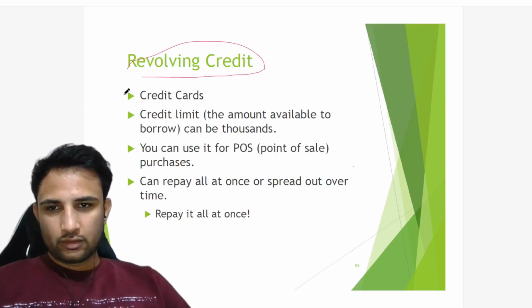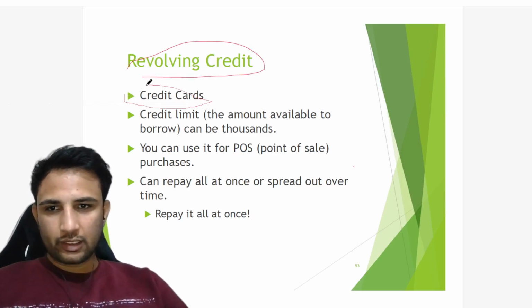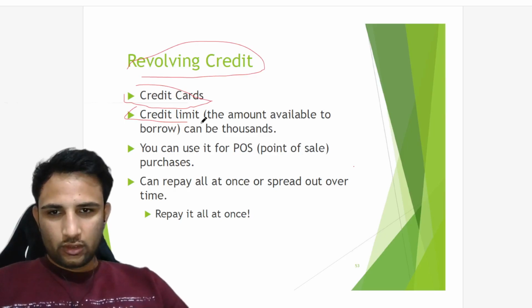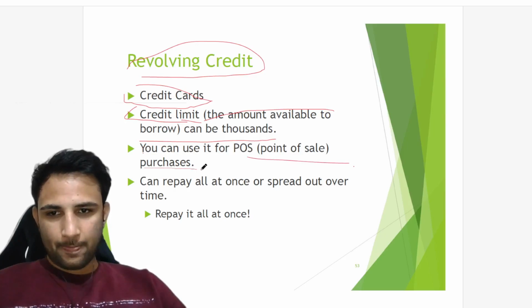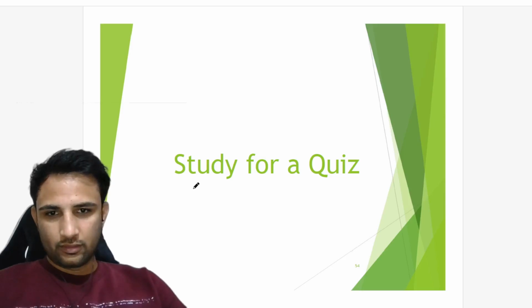Revolving credit means credit cards. There is a credit limit, which is the amount available to borrow and can be thousands of dollars. You can use it for POS, point of sale purchases. A person can repay all at once or spread out over time.